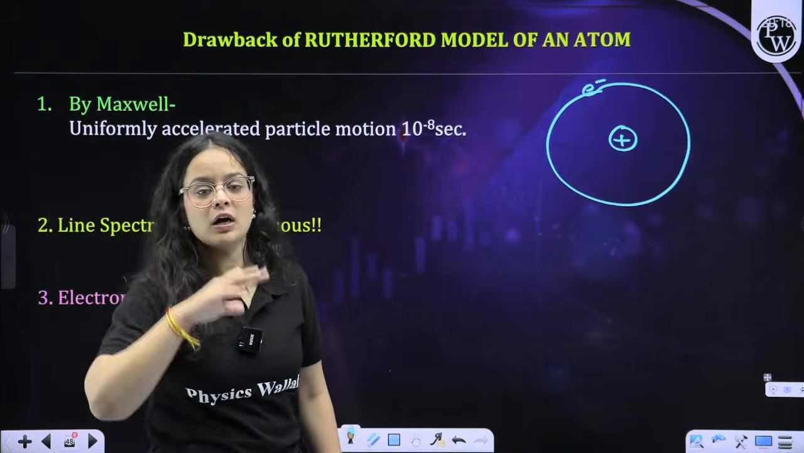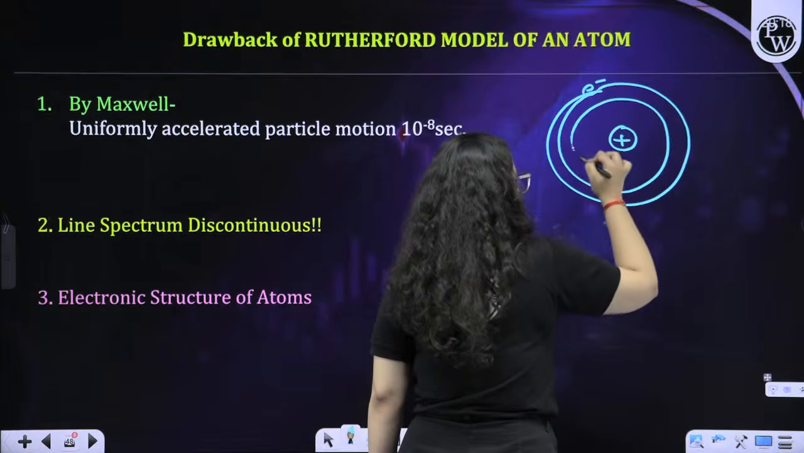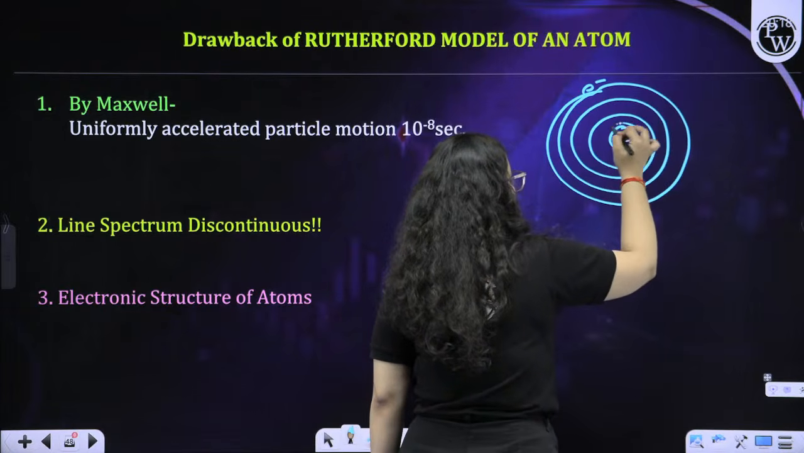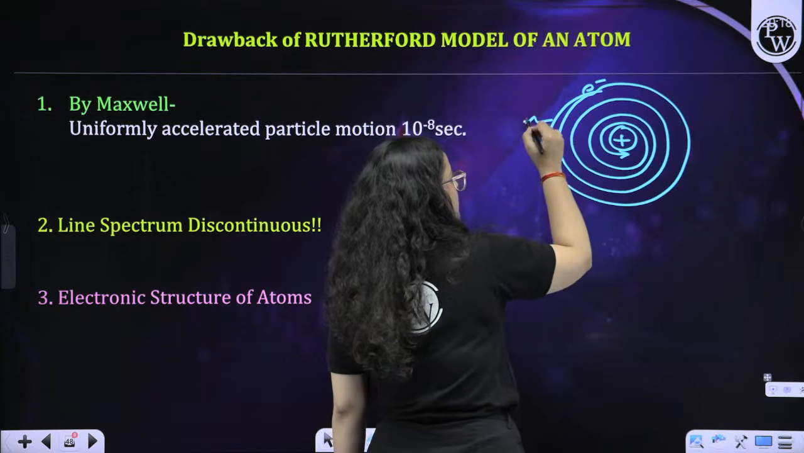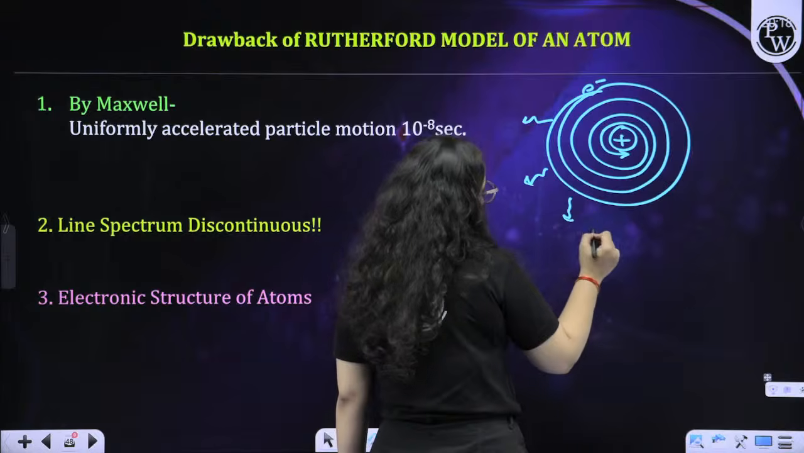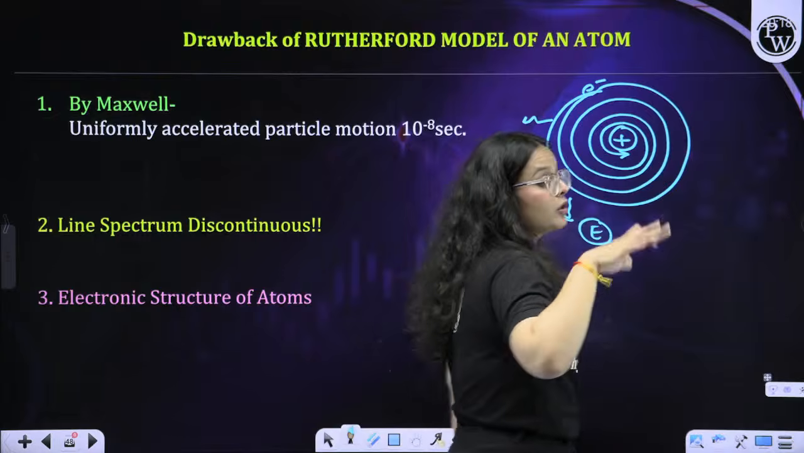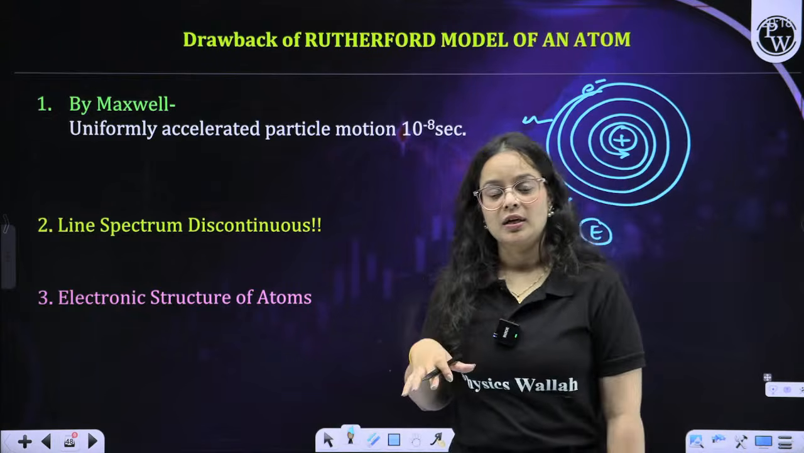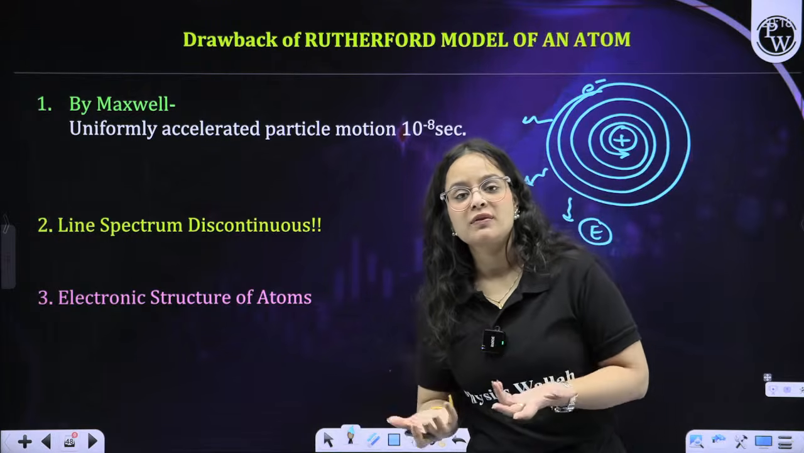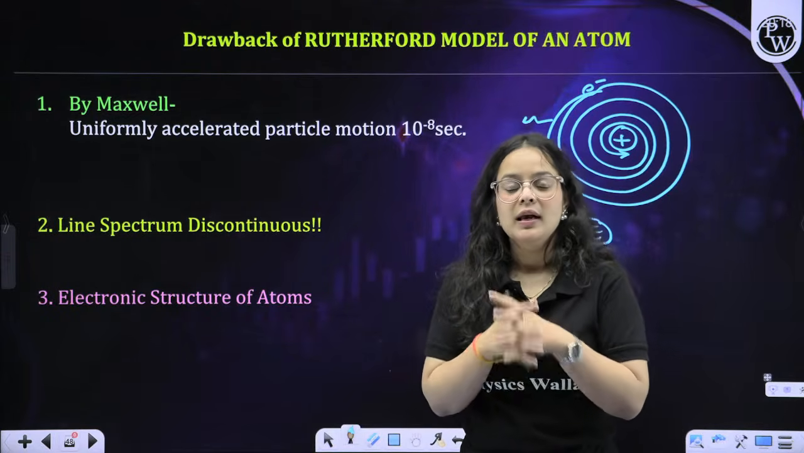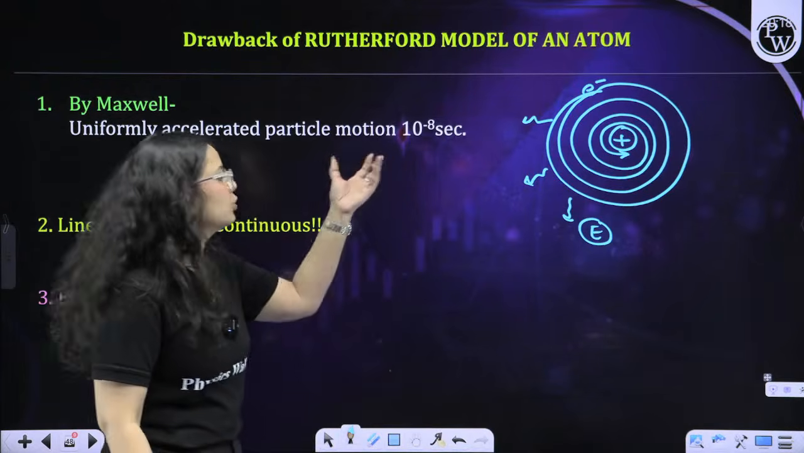According to Maxwell's concept, if a charged particle is moving, it is obviously undergoing accelerated motion. If it is undergoing accelerated motion, it is continuously releasing energy. Then the electron will ultimately decrease its energy, and due to opposite charge, the electron carries negative charge and the nucleus carries positive charge, they both will collapse into each other. It will take roughly 10 raised to the minus 8 seconds for an atom to get destroyed.